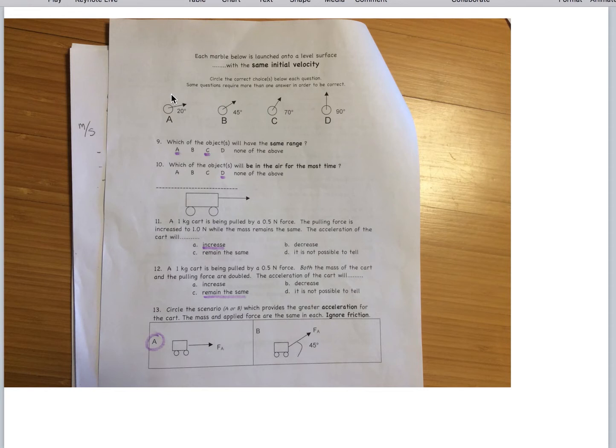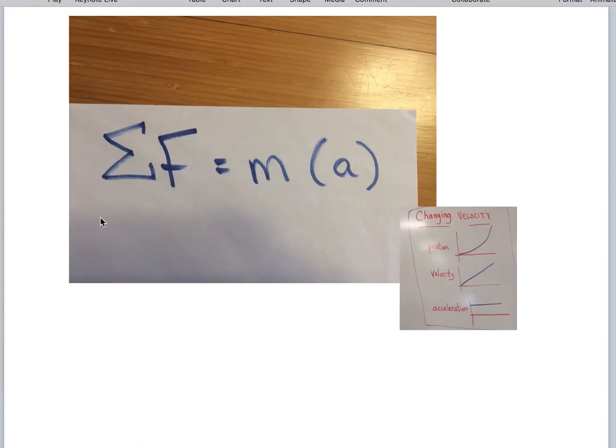Understand that complementary angles will land in the same distance, the same dx. So range is really horizontal distance. The time something spends in the air is a function of the height that it reaches. So D would be launched to the highest height, the most altitude, so that also would be in the air for the most time.